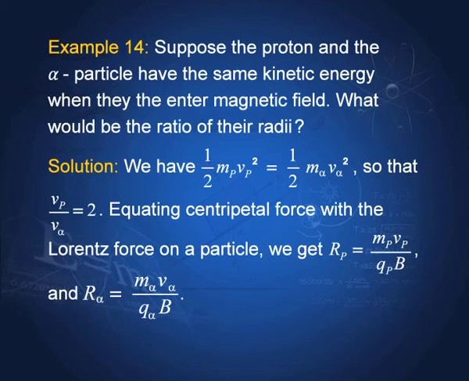It is a slight variation of the same problem. They have the same kinetic energy when they enter the magnetic field. So, half m_p v_p squared is half m_alpha v_alpha squared. So, we can find the ratio v_p by v_alpha, and we will substitute in the expression we derived in the last example. So, equating centripetal force with Lorentz force on the particle, we get Rp equal to m_p v_p by q_p times B, and R alpha is equal to m_alpha v_alpha by q_alpha times B. You see what we have done?